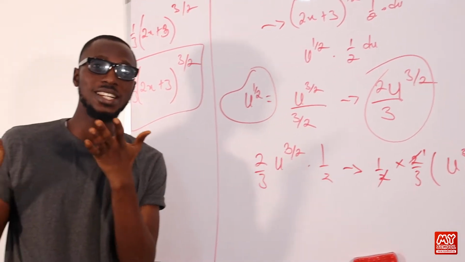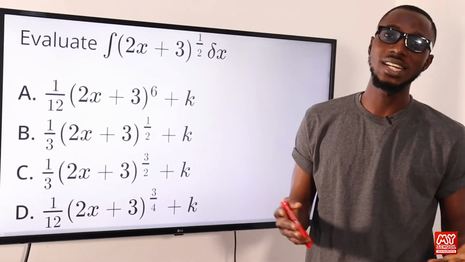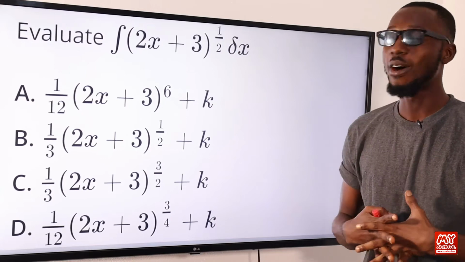So let's go back to the screen to secure the correct option. 1 over 3 into bracket 2x plus 3 raised to power 3 over 2 plus your constant k. So the correct option here is option C.